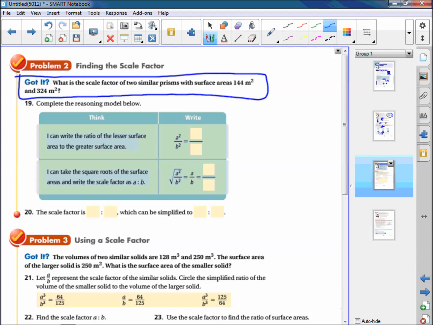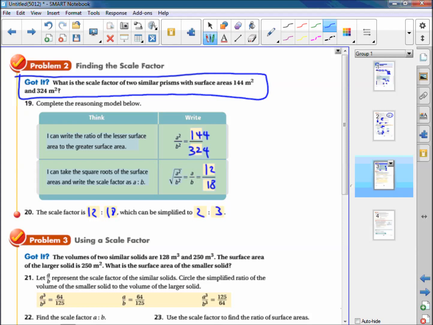So I can write the ratio of the lesser surface area to the greater surface area. The lesser one is 144, and the bigger one was 324. Then we can square root both of them to get the scale factor of the figures. The square root of 144 is 12, and the square root of 324 is 18. So our scale factor is 12 to 18. We can simplify that to 2 to 3.